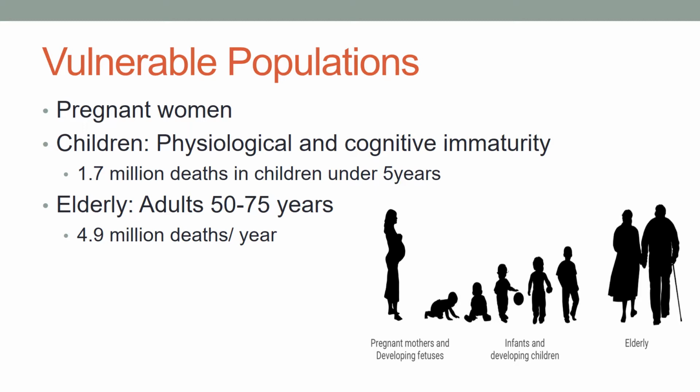Children are physiologically and cognitively immature and unable to respond to threats appropriately. And the third group include the elderly, adults between the age of 50 to 75 years of age. According to the WHO, 4.9 million deaths a year occur within the elderly related to environmental exposures. And the most common forms of disease conditions are the non-communicable diseases and the unintentional injuries.